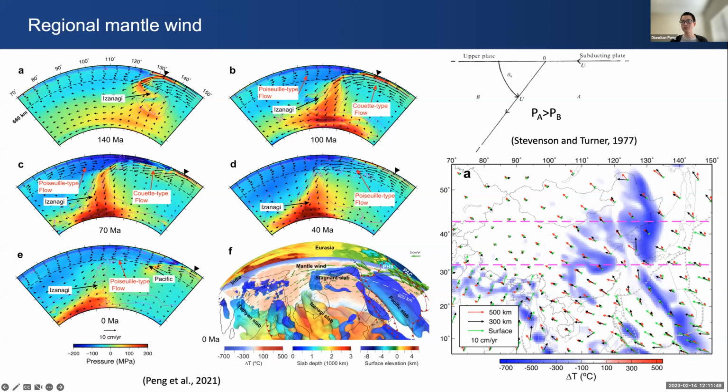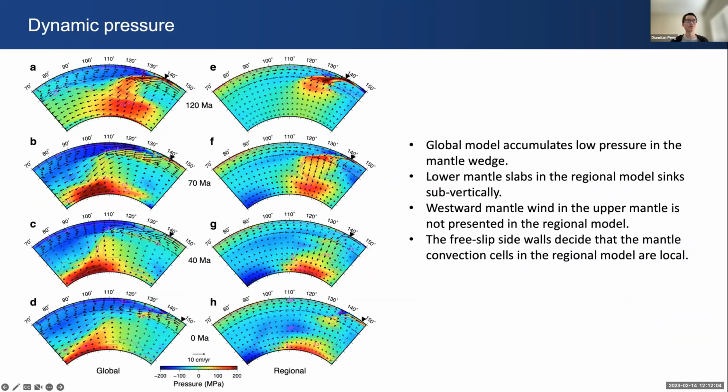From the map view, we can see that this flow is prominent from the trench all the way to mid-China. Then what's the situation for the regional model? In this figure, the left side shows the evolution of dynamic pressure and velocity in the global model, and the right one is for the regional model.